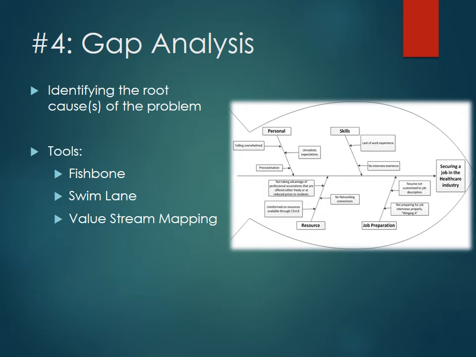So gap analysis. The purpose of this box is to identify the root causes of the problem. Here you can use tools such as fishbone diagram, swim lane, value stream mapping, and there are many other tools out there that you can use, but make sure that you're picking a tool that will fit your needs to find the causes of the problem. And the examples throughout the rest of my presentation are from an A3 I completed for my own personal use to help me find a job once I graduate. So on the right is a picture of a fishbone diagram that I created.